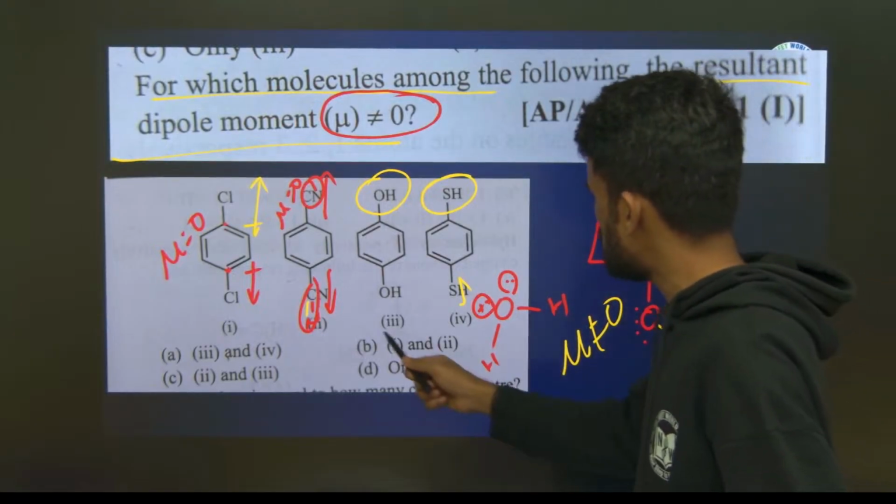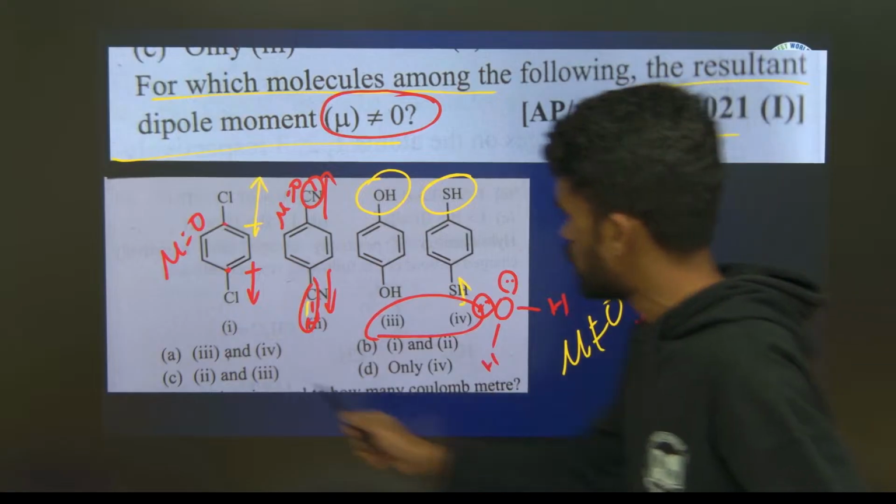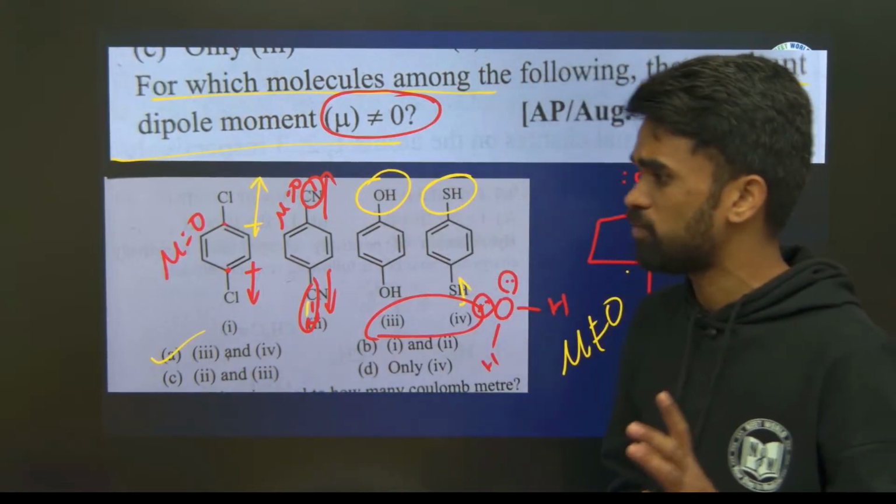So what is your answer? 3 and 4. Where do we have 3 and 4? So the first option, A, will be your answer for this question, right?